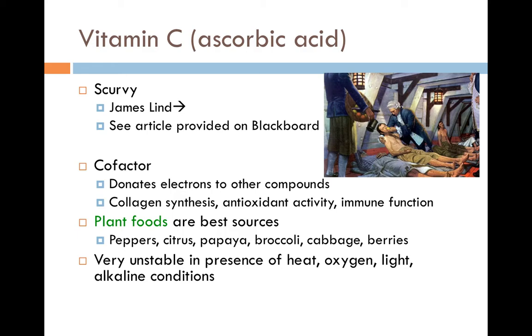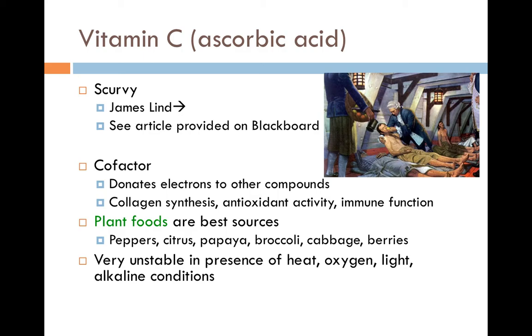In 1740, Lind first showed that citrus fruits, 2 oranges and 1 lemon per day to be precise, could prevent scurvy. Even after this discovery, scurvy remained an issue, especially during the Civil War when Americans did not have adequate intake of vitamin C. Vitamin C does not function as a coenzyme like the B vitamins, but it does act as a nutrient cofactor that assists in certain chemical reactions. As a cofactor, vitamin C helps with collagen synthesis, antioxidant activity, and immune function in the body.